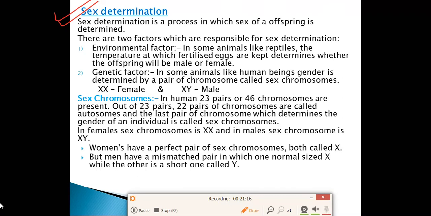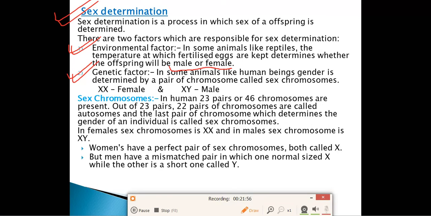So what are the two factors? The first factor is environmental factor and the next factor is genetic factor. So what is environmental factor? In some animals like reptiles, the temperature at which fertilized eggs are kept determines whether the offspring will be a male or female. So, in some of the organisms, for example reptiles, the temperature at which the fertilized eggs are kept determines whether the offspring will be a male or female. Means temperature plays an important role over there, to determine whether the reptile which will be produced will be a male or a female.